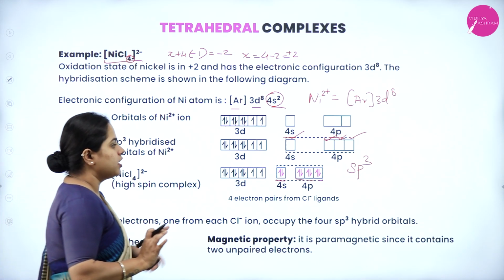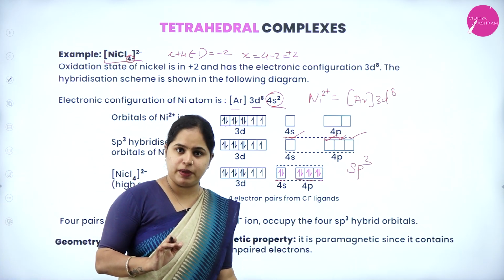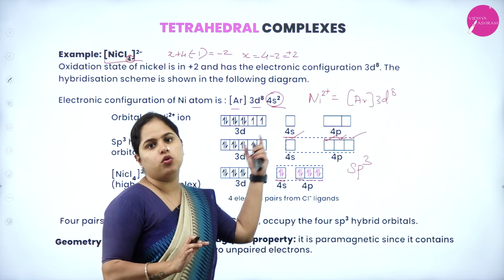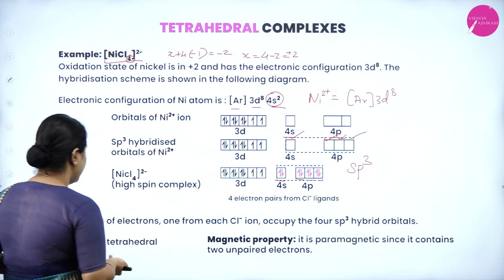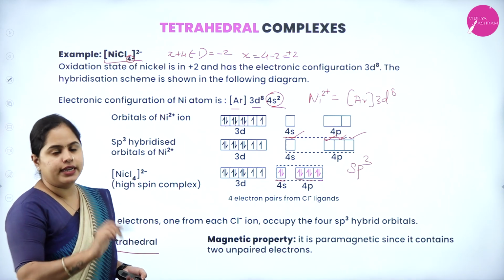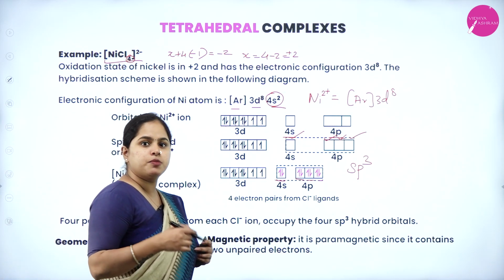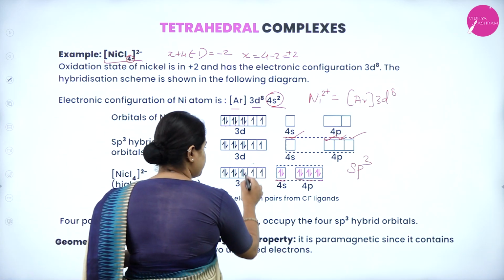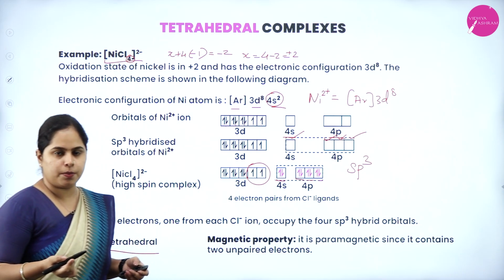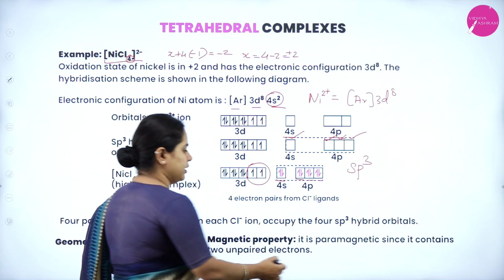So now what happens? Which is the hybridization? It is sp3. So if it is sp3, we know that the geometry of the molecule will be tetrahedral. The geometry is tetrahedral. Now moving on to whether it is paramagnetic or diamagnetic, you can observe here unpaired electrons are present. So of course it is paramagnetic in nature.